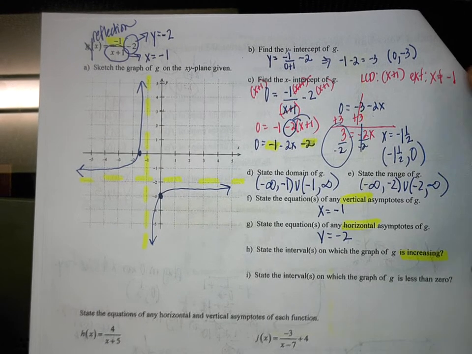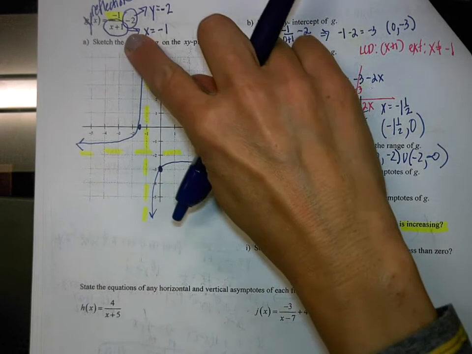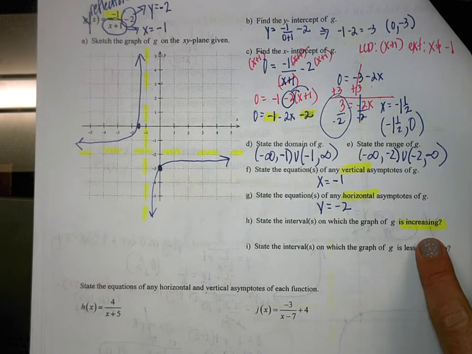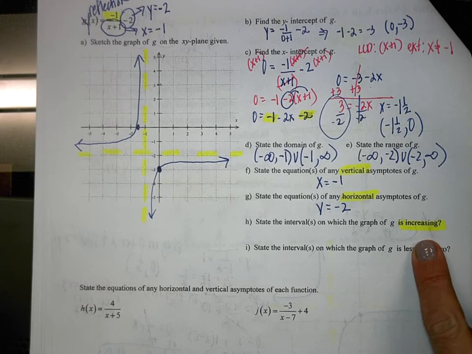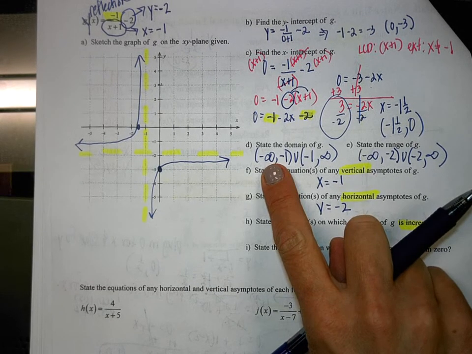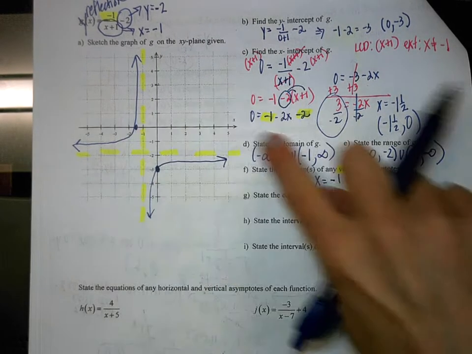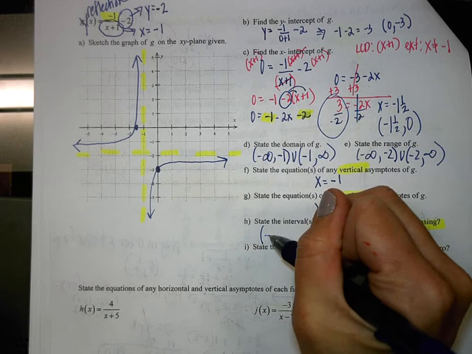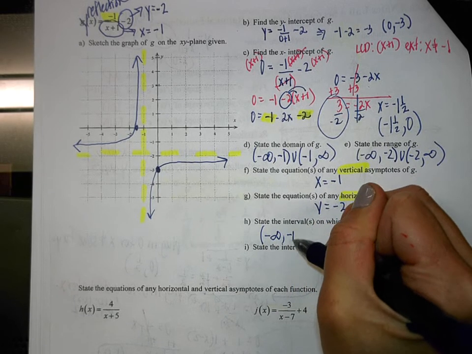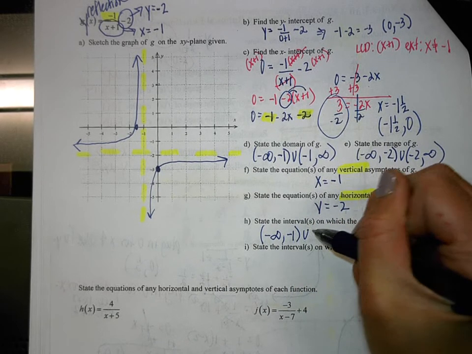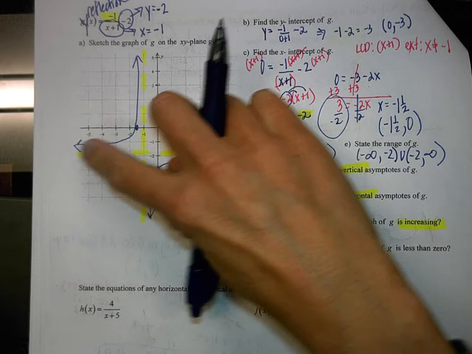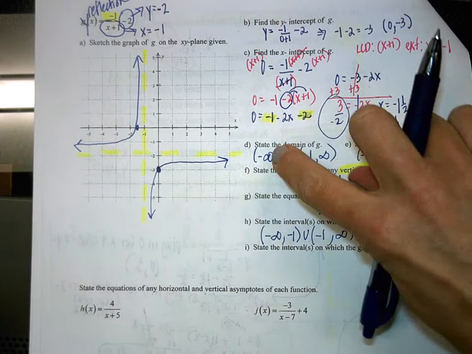increasing? Is this increasing? Yes, so that means the whole thing is increasing. If it's increasing, what it asks for is always just restating your domain. It's increasing on the whole graph. All your answers come from the domain unless it asks for the range, okay? And so this answer is just negative infinity to negative 1 with the union of negative 1 to infinity. It's increasing from here to here, and then it's increasing from here to here, the whole graph.